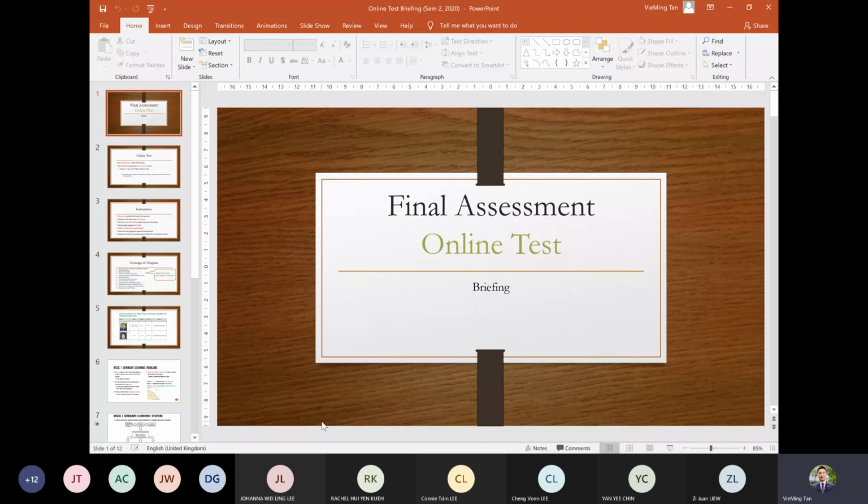So the name of the final assessment for economics is called the online test. This is the last assessment for this subject, and it will be conducted online as well through Canvas. When is the test being scheduled? I just received the timetable from the exam unit. For this unit, the final assessment will be scheduled on the 9th of December, Wednesday, 1 o'clock.